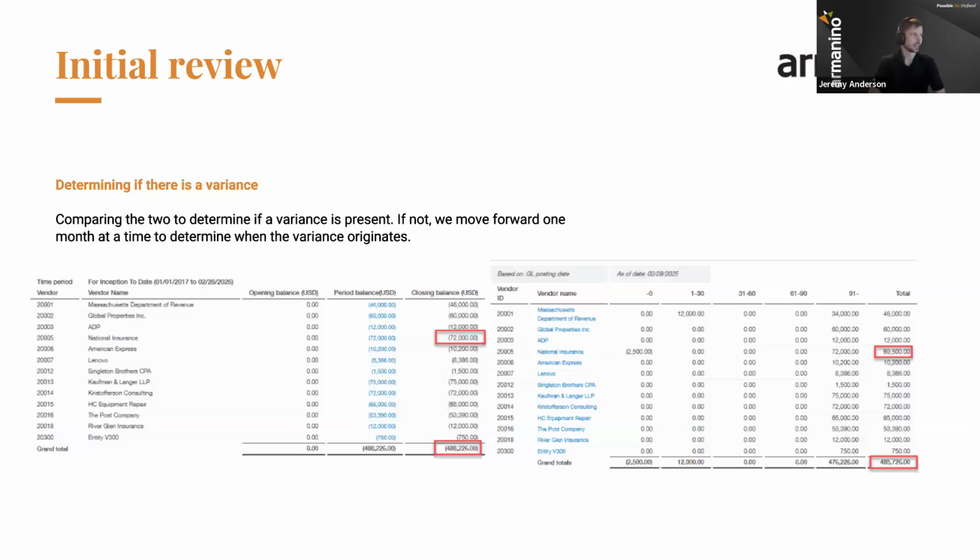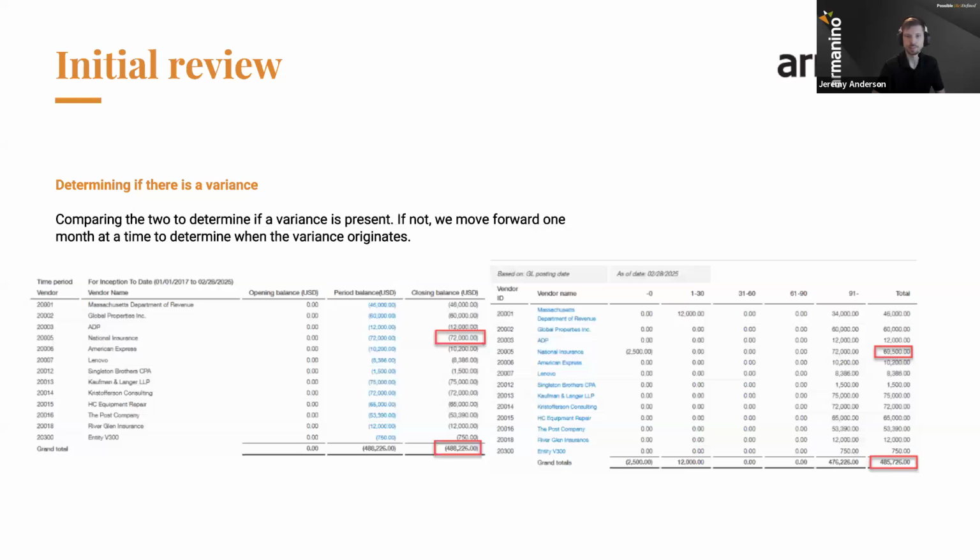When I run them again, skipping forward a couple of months to the end of February, we can see that there are some differences. What I want to point out is we now have a vendor that has 72,000 in their accounts payable account versus 69,500 in the GL, and then the totals don't tie. There are a number of reasons that can be off, but what I want to run through is how we can then find those variances.